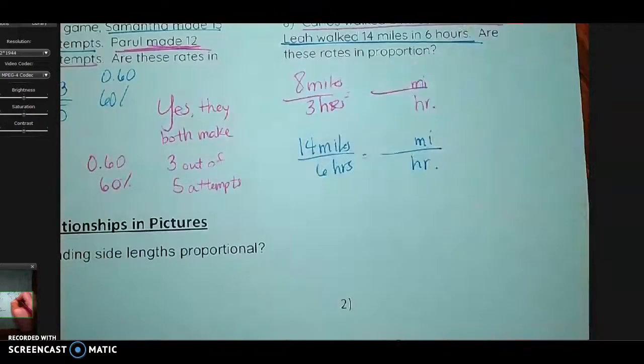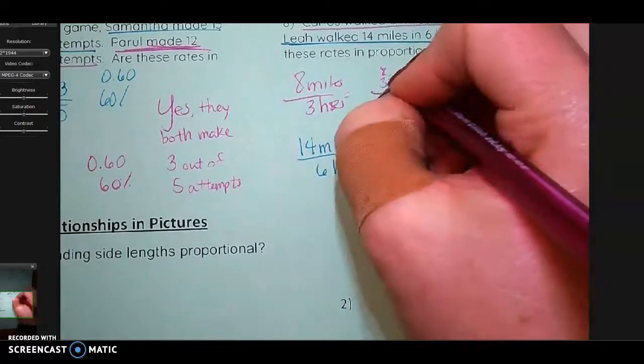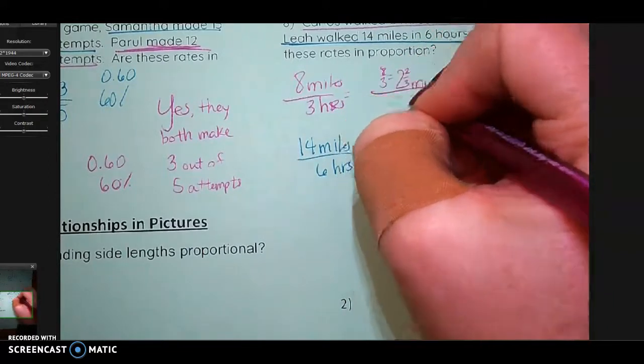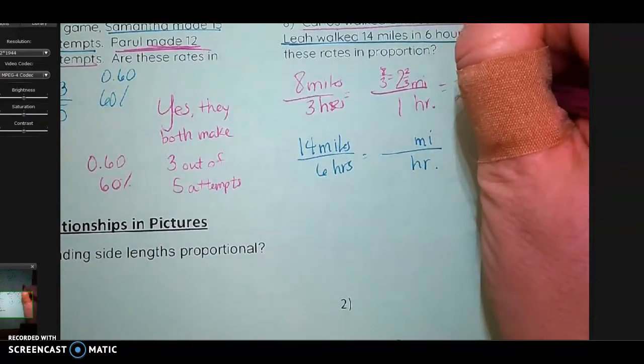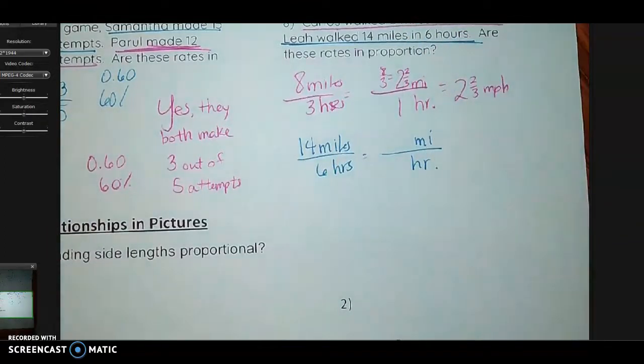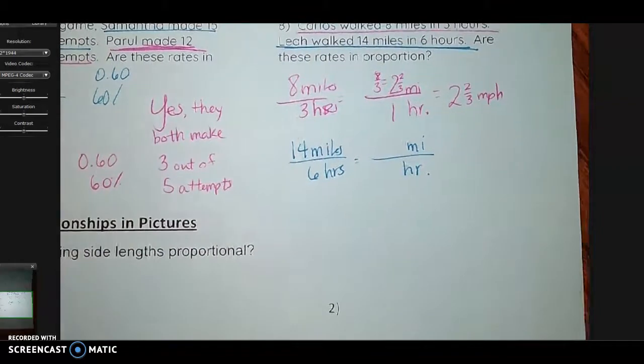This comes over here and you're like, it's 8/3 of a mile, which is 2 2/3 of a mile per hour, which I would want to write like that. So take a second and look at that and make sure that makes sense to you.